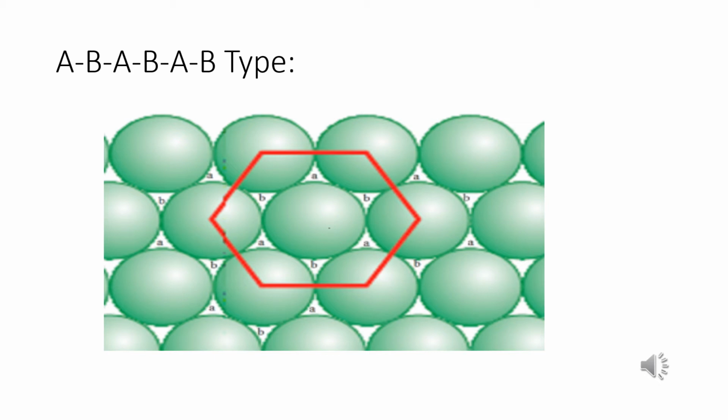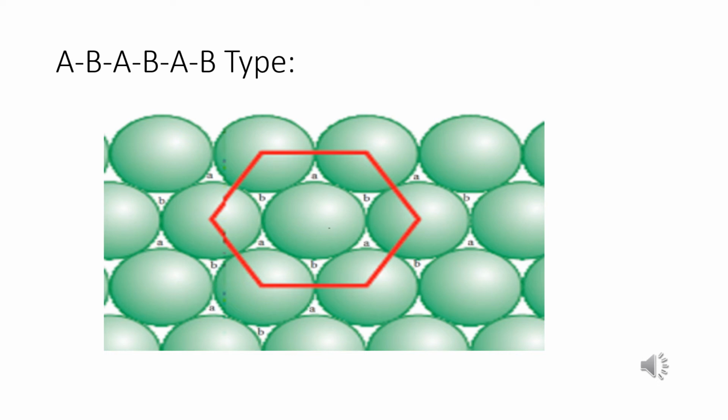Here each sphere is in contact with 6 neighboring atoms. So the coordination number of hexagonal close packing is 6. Here, when the centers of the 6 neighboring atoms are joined, we get a hexagon. If we see this picture, we clearly see the hexagon. So this type of packing is called two-dimensional hexagonal close packing.